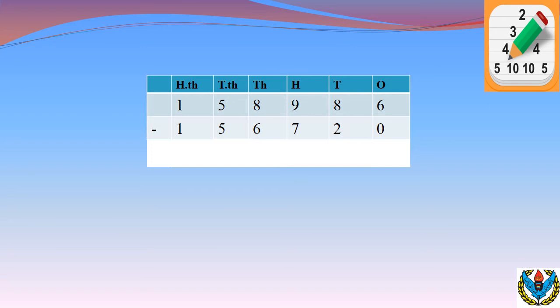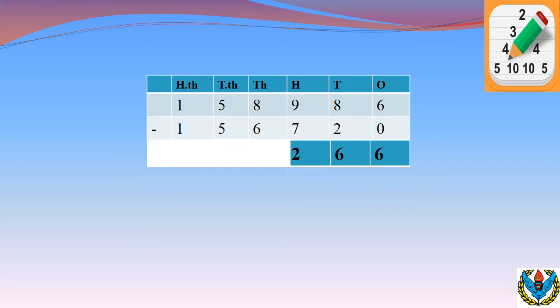Now we will do the subtraction from the ones column. Now look at the digits in the ones column. These are 6 and 0. 6 minus 0 is equal to 6 and the answer will be written in ones column. Next we move to the tens column. 8 minus 2 is equal to 6 and the answer will be written in tens column. Next we move to the hundreds column. Look at the digits 9 and 7. 9 minus 7 is equal to 2 and the answer will be written in hundreds column.